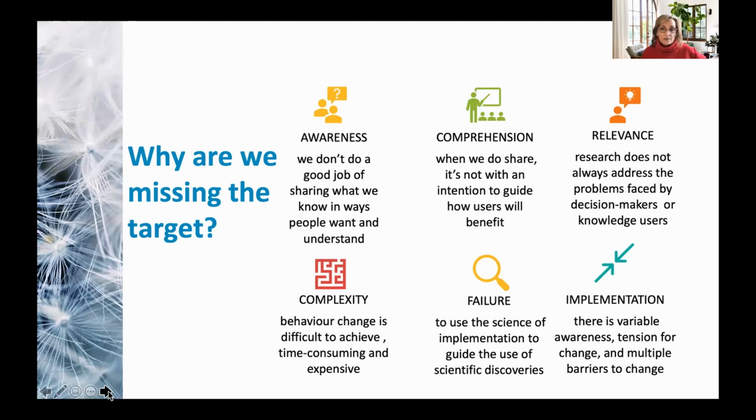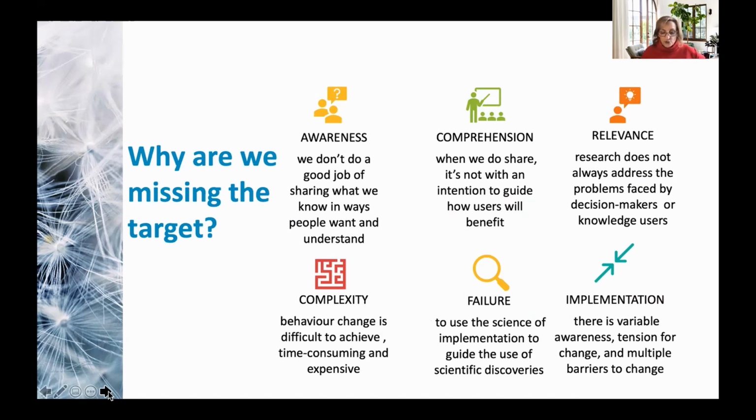The first problem is awareness. People don't know certain evidence exists, and we don't do a good job of sharing what we know in ways that people want. So this is the dissemination part of the equation. You need to get your work out there in a way that people can find, that they can understand, that they can be interested in, and that resonates for them, whoever they may be.